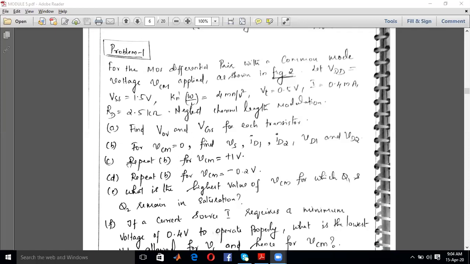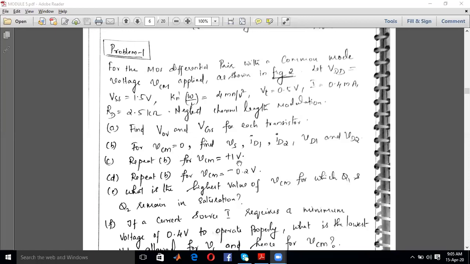Understood? And in question number C, we have to repeat the same experiment that we did in question number B, but with a different input, that is plus 1 volt. Again, we have to check whether this voltage comes under the common mode range. If it does, then there won't be any change in current. That is, if you change the input voltage within the range itself, and not drastically or out of this range, then you will find that the same current flows through the two transistors. There is no change in the current flow between the two transistors.